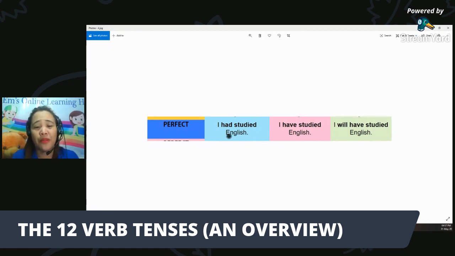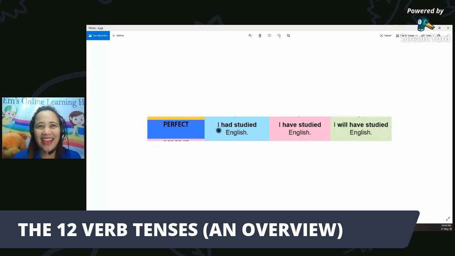Example, another example. I had eaten all of the pizza when you arrived. So before my son arrived, I had eaten all the pizza already. So that is to indicate a completed action of the past that happened before another event took place. So before this event, before my son arrived, I had eaten all the pizza.